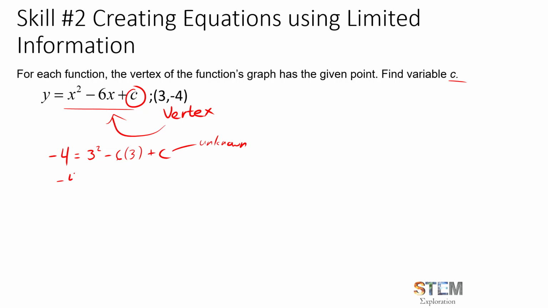So in this case, we'll go -4 equals 9 minus 18 plus c. You can combine like terms. We can solve, add 9 to both sides, and find very quickly that c is equal to 5 in this given case. And you can find variables like this very easily.